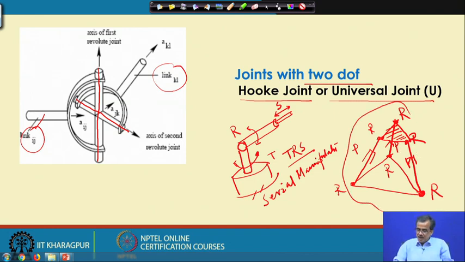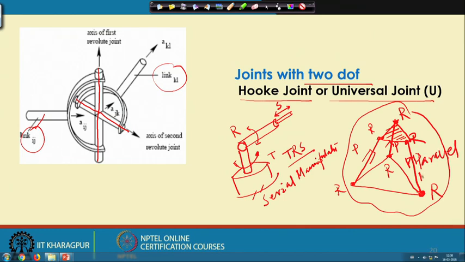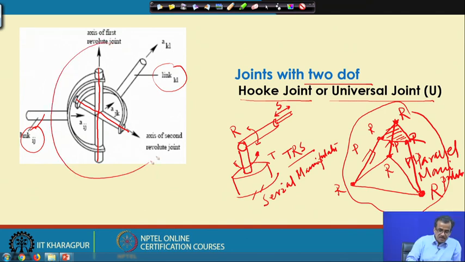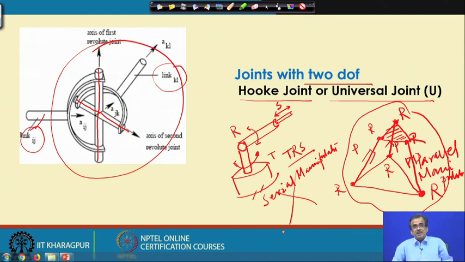So, this is nothing but a parallel manipulator. Now, the reason why I am trying to find out the difference between the serial and parallel manipulator here is as follows. This type of joint is generally not used in a serial manipulator, but there is a possibility that in some of the parallel manipulators, this is a very simple parallel manipulator, but in some of the complicated parallel manipulators, we use this type of hook joint.